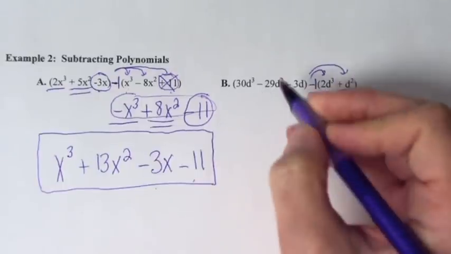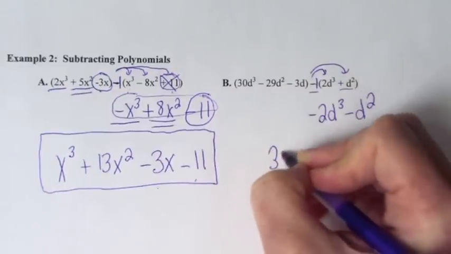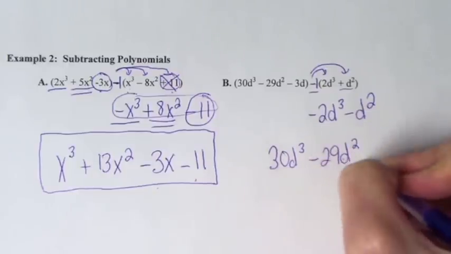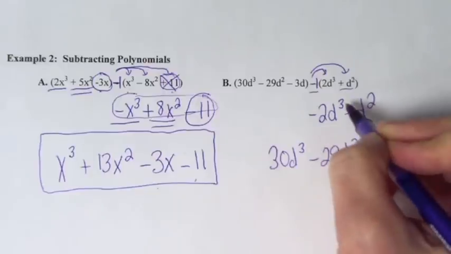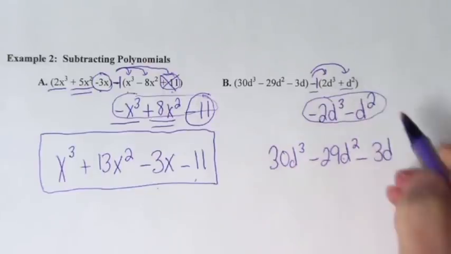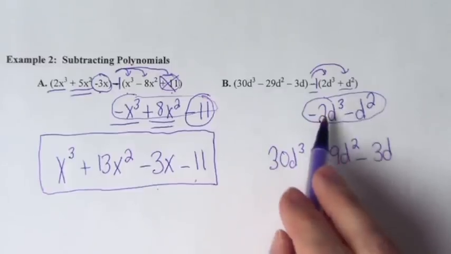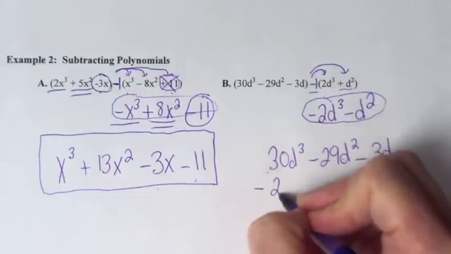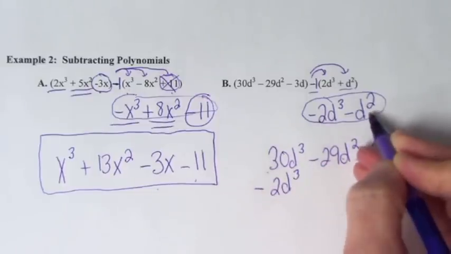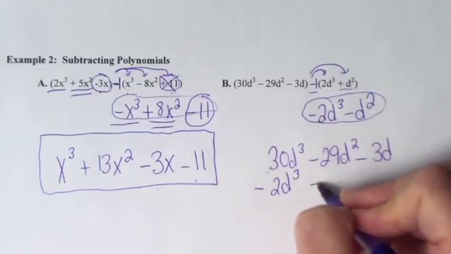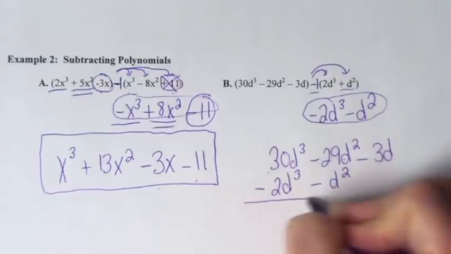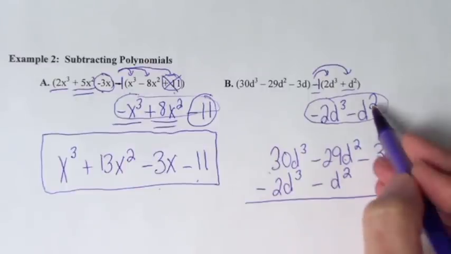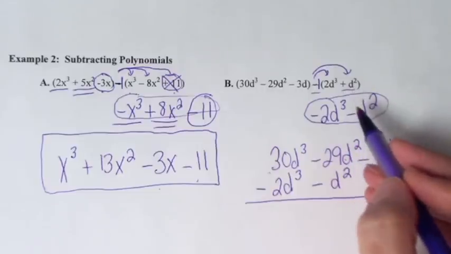So now let's put the first polynomial down. We have 30d cubed minus 29d squared minus 3d. We are going to line these up right underneath the appropriate term. Negative 2d cubed has to go underneath the 30d cubed because they are alike. Negative d squared has to go under the negative 29d squared because they are alike. Now we can go ahead and do our combining. We have nothing to line up under the negative 3d because there is not a term that's just d over here. Now we can add down.